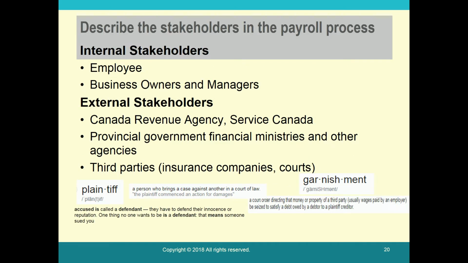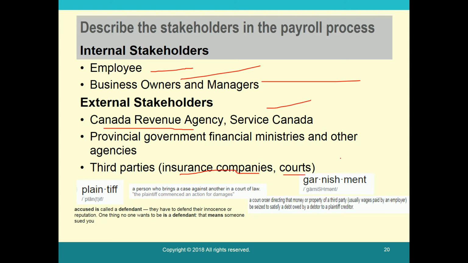All right. Now, who are the stakeholders in the payroll process? Internal stakeholders, very visible, are the employees, okay, business owners and the managers. External are the CRA, Canada Revenue Agency, Service Canada, provincial governments and financial ministries, the Receiver General, Ministry of Finance, to which we send certain deductions, and third parties like insurance companies and the courts. In terms of courts, sometimes there are garnishment orders.